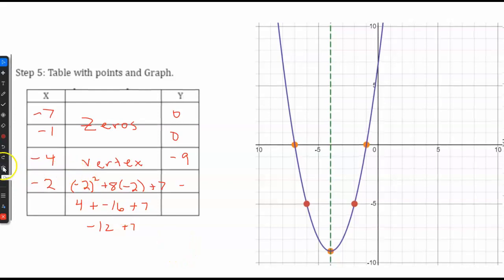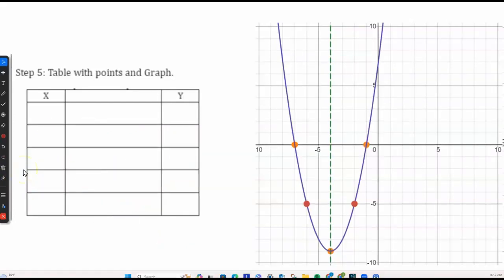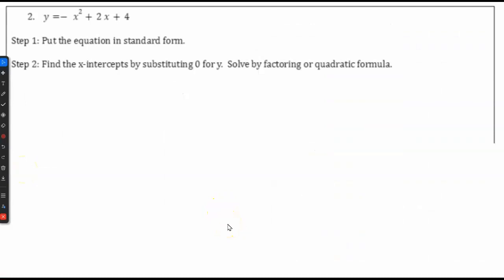Let's try another one. Same thing, all the same steps. Let's go through all the same steps again. Step 1, put the equation in standard form. This one is already in standard form, so we don't have to do any work. Find the x-intercepts by substituting 0 for y, or solve by factoring or quadratic formula. We just did a factoring problem, so now we're going to try a quadratic formula problem.